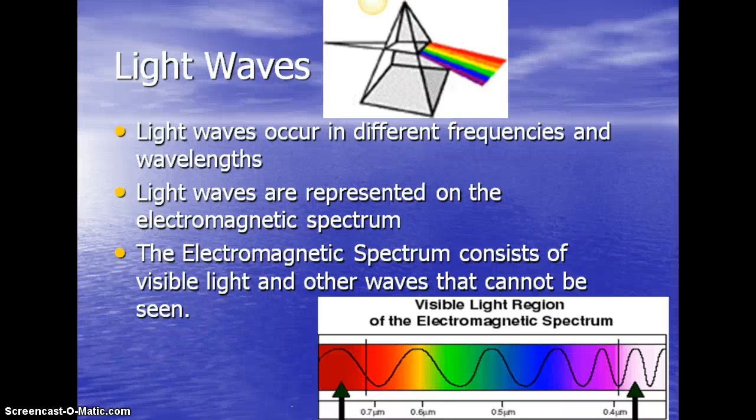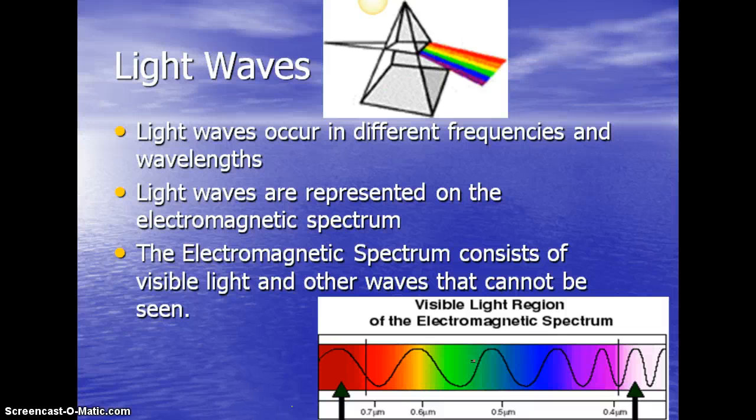Hi class, today we're going to be looking at light waves and the electromagnetic spectrum. Light waves do occur in different frequencies and wavelengths, and you can see that down here in this portion of the electromagnetic spectrum. The frequencies will change as you go from radio waves to gamma waves, and the wavelengths will also change, so we'll show that on another slide.